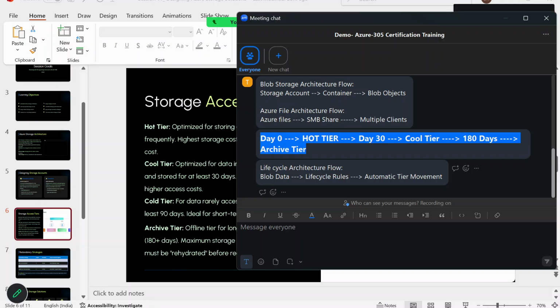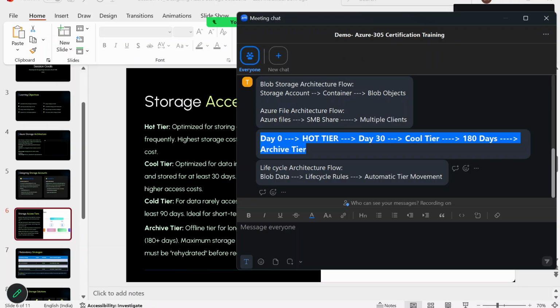Okay, and what are the best practices? Best practices: use hot tier for the active data, use cool tier for infrequent access, use archive for long term retention, implement the lifecycle policy, enable soft delete, enable versioning, use private endpoints, and monitor the storage usage.